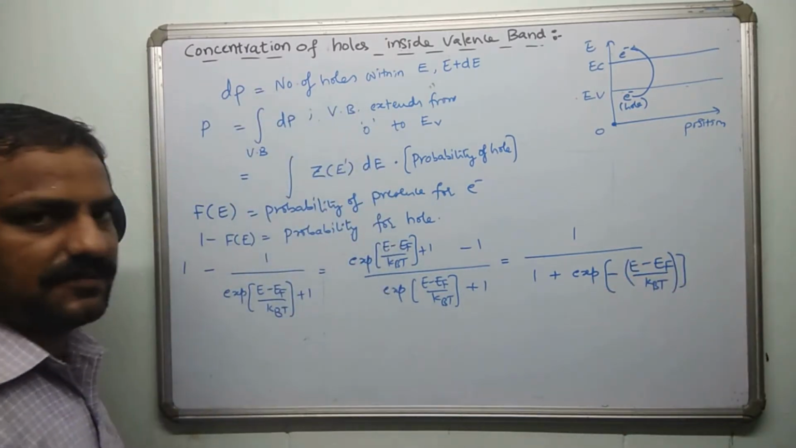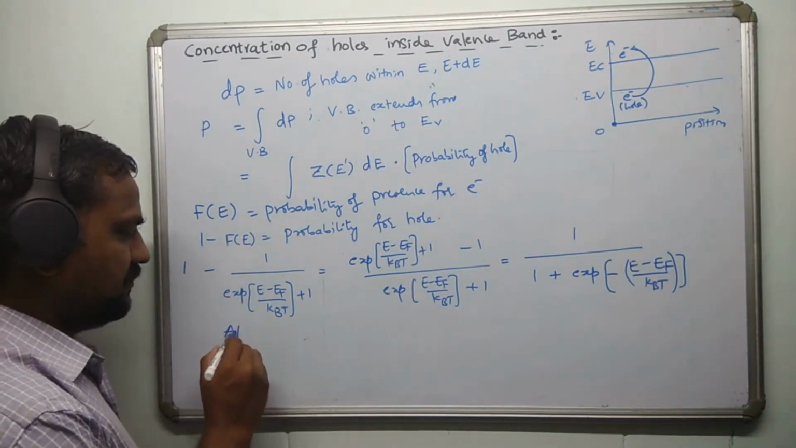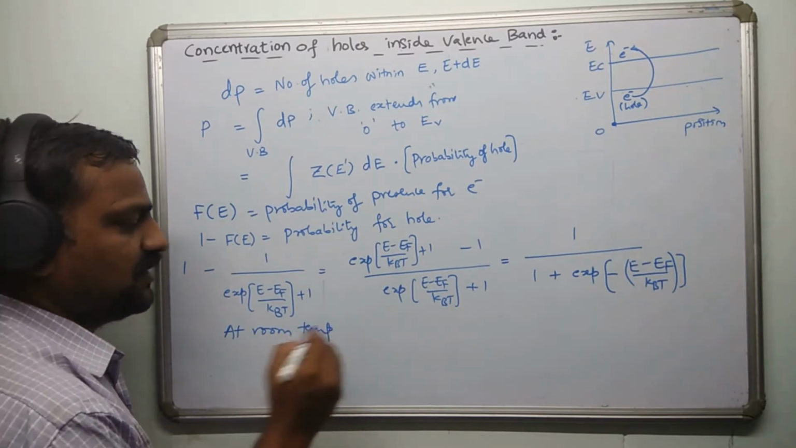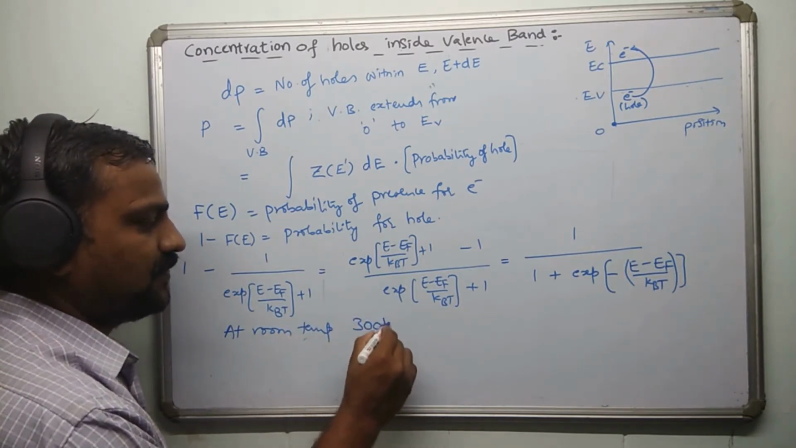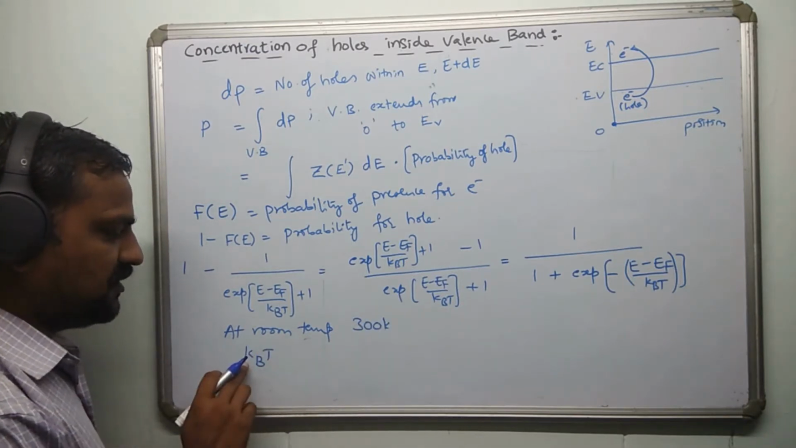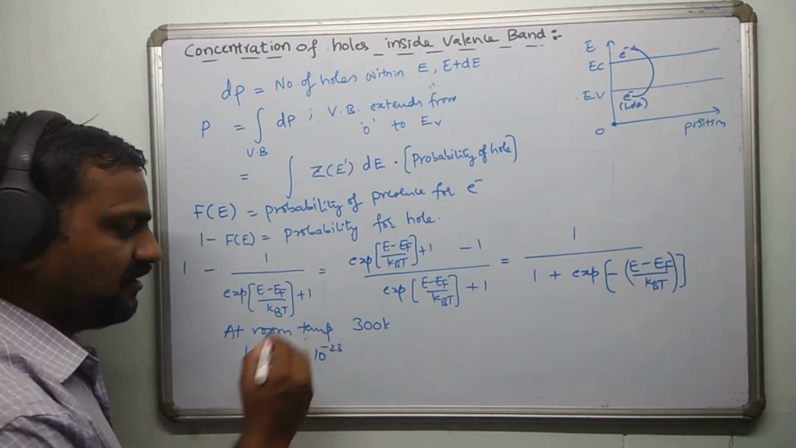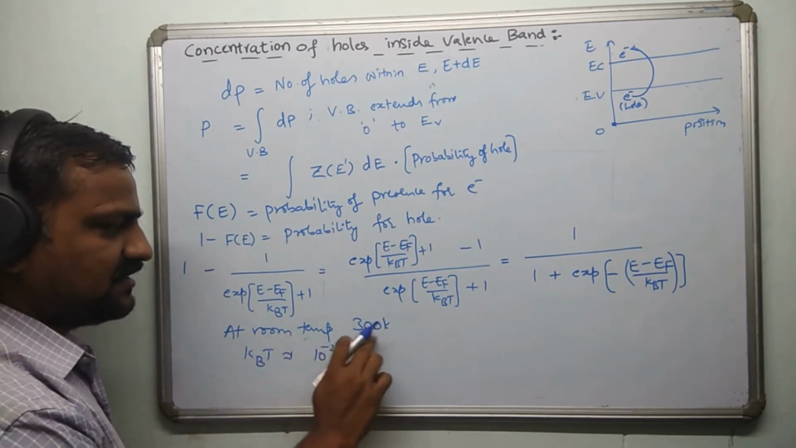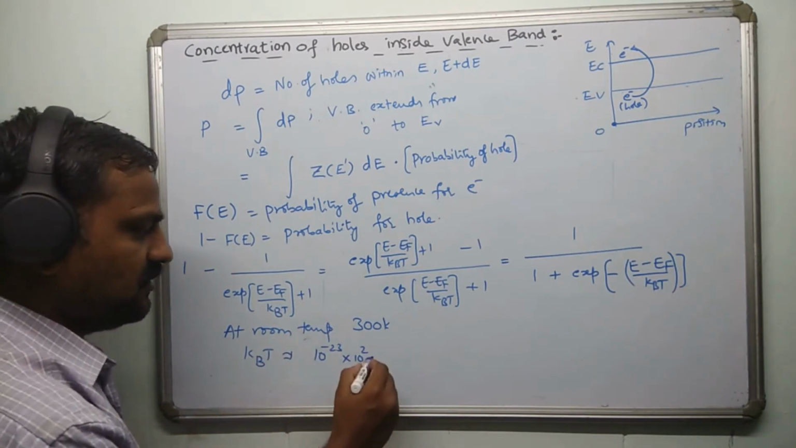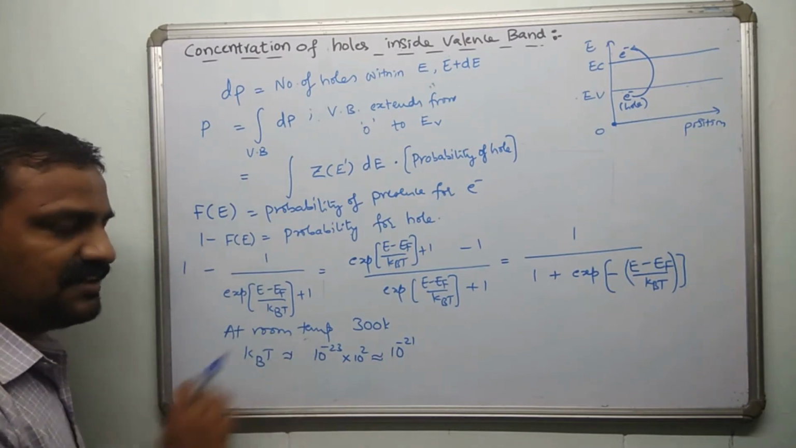So I'll write it like this. Now let's pay attention. At room temperature, generally if you consider this intrinsic semiconductor at room temperature, let us say 300 Kelvin, what happens there is, if you calculate the kBT, you know Boltzmann constant kB is of the order of 10 power minus 23 joule per Kelvin, and temperature as it is 300, it is of the order of 10 power 2, right? So this thing will be of the order 10 power minus 21 for kBT.